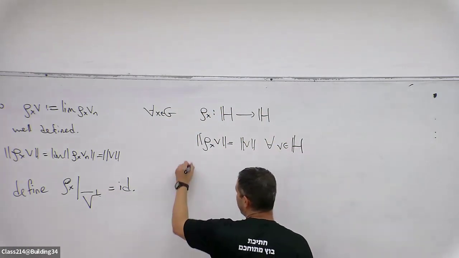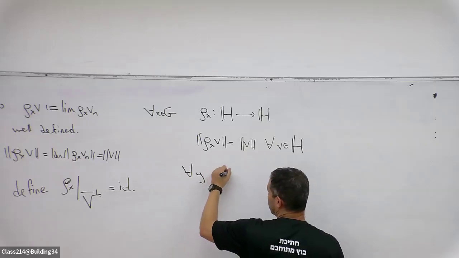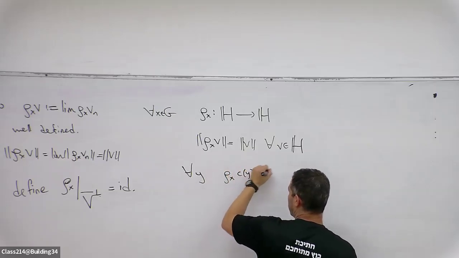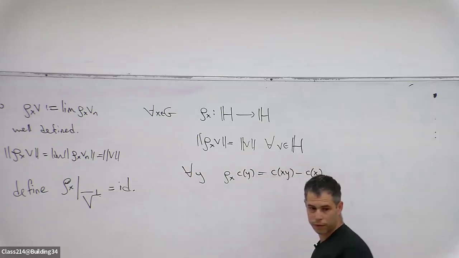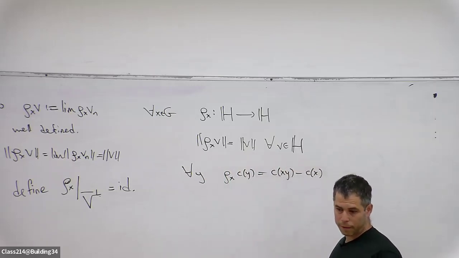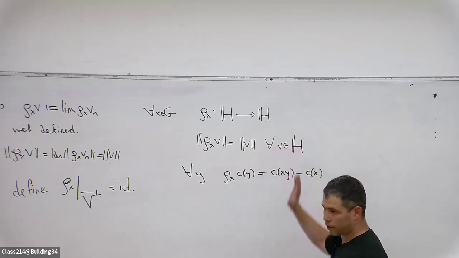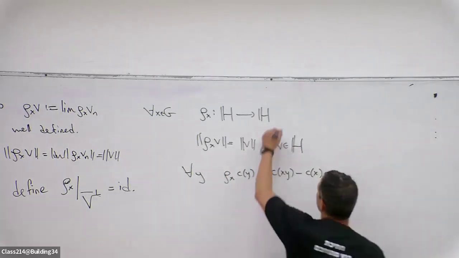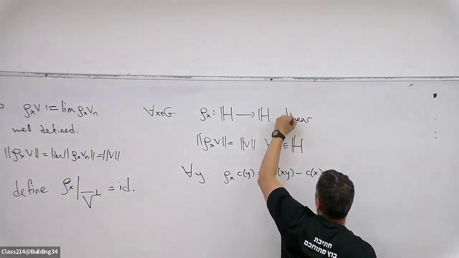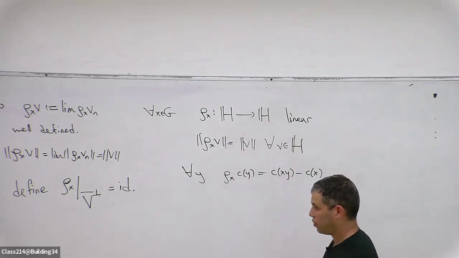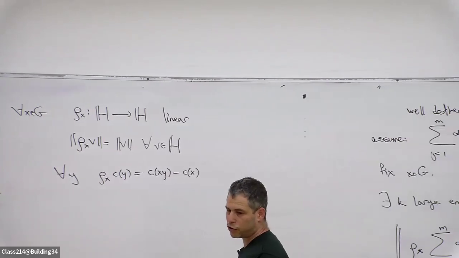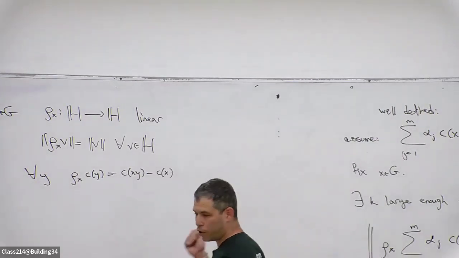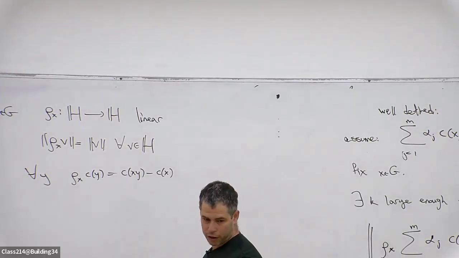And we know that for every y, rho x of c_y is equal to c_xy minus c_x. This is what we know. Okay? And of course, this is a linear map. So it's a linear bounded operator. In fact, the operator norm is 1, it's an isometry on the Hilbert space. And we want to show that rho is a homomorphism into the unitary operators, right?